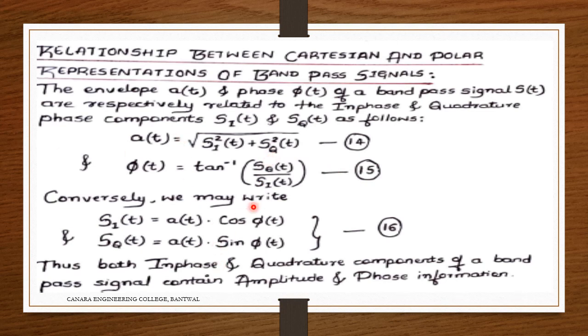Now we can also write the above: s_I of t can be represented as a of t into cos phi of t, and s_Q of t is equal to a of t into sin phi of t. So what we are doing is combining the natural envelope with the phase, that is cos phi of t for the in-phase component and sine for the quadrature-phase component. These are shifted by minus 90 degrees, which is why we call it quadrature phase. The in-phase and quadrature-phase components usually contain the amplitude and the phase information.